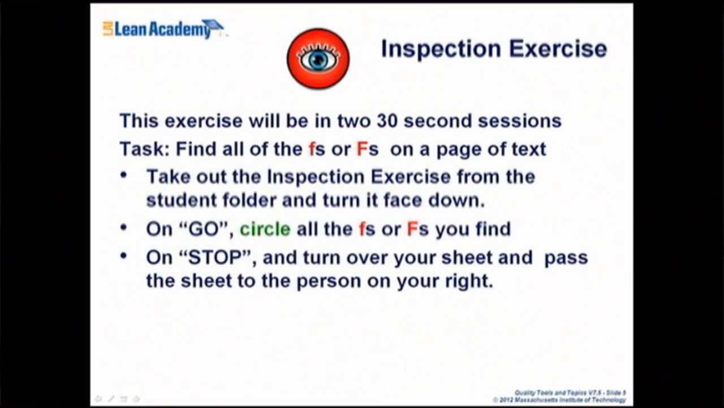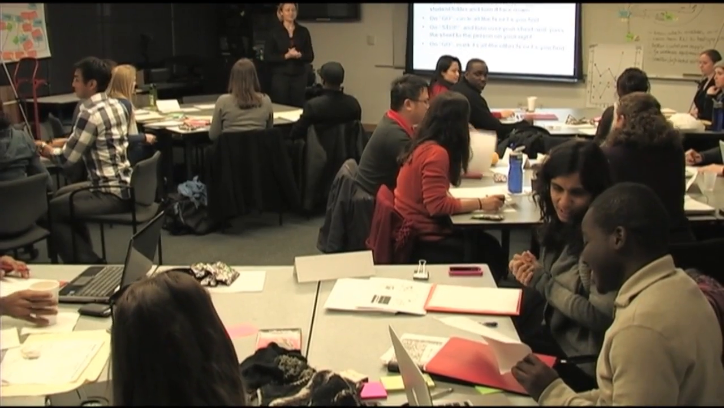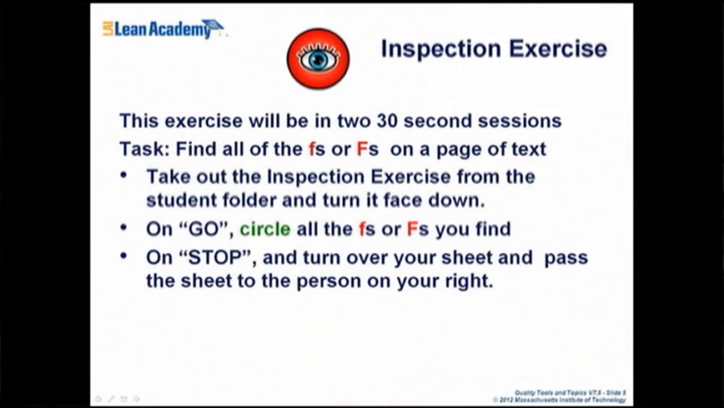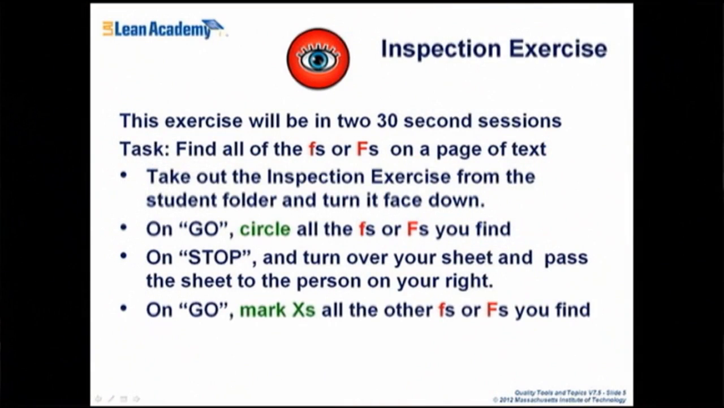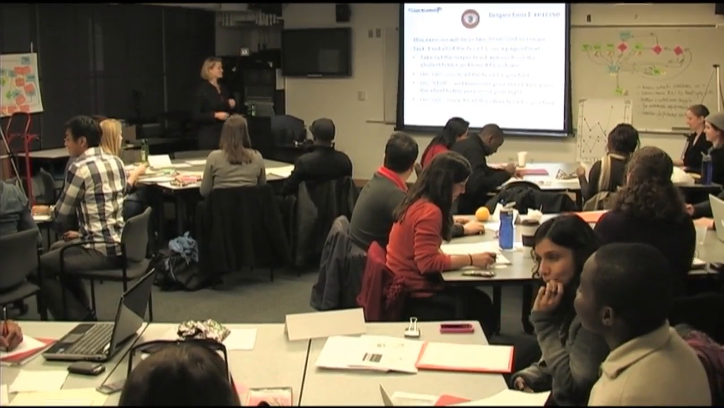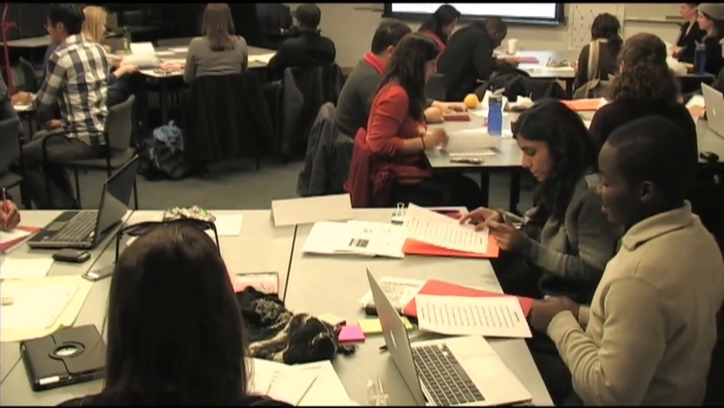And stop. Turn your paper over. Pass the sheet to the person on your right. Yeah, turn it face down. All right, this is the second inspection. So now on the paper, when you turn it over, you're going to mark X's on all the other F's you find that were not found the first time. Okay? So ready? You have 30 seconds. On your mark, get set, go.